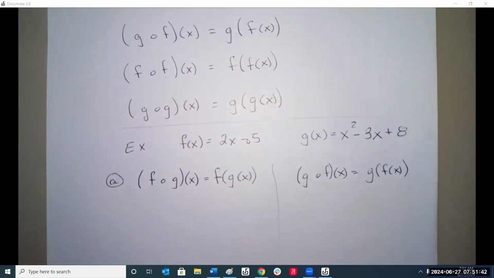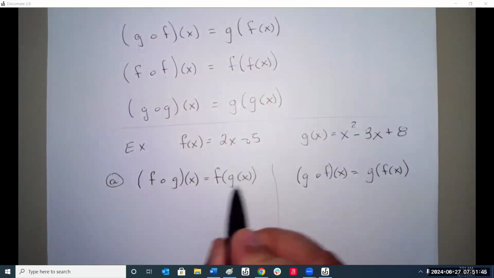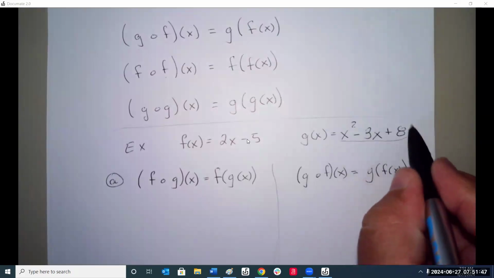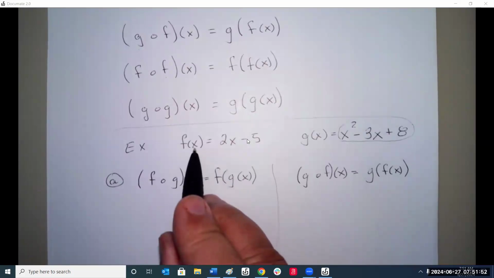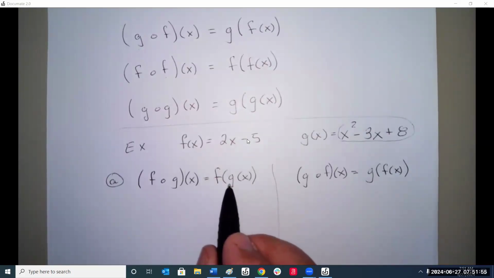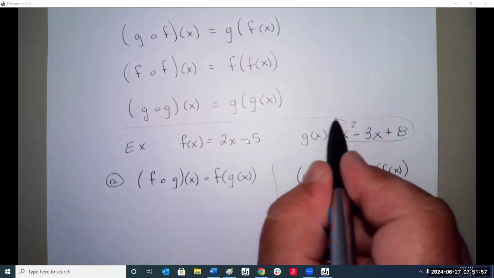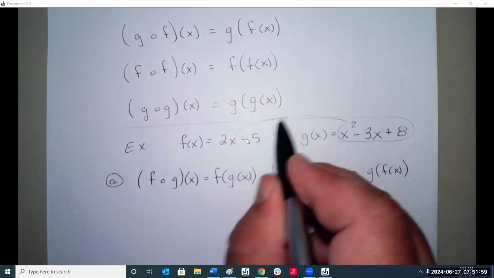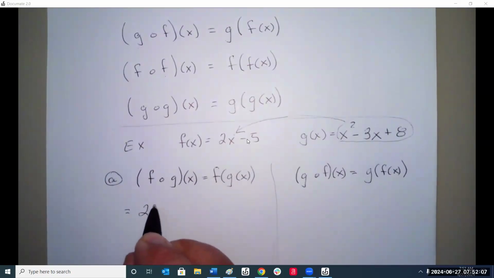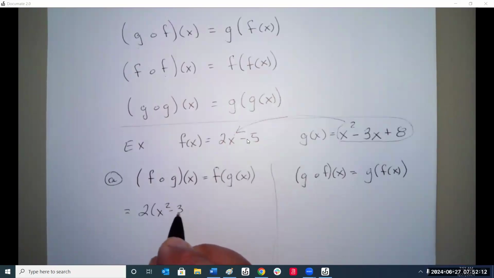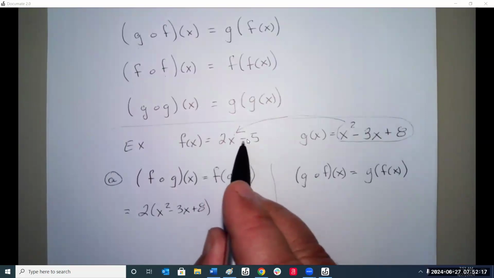So what this means is the g function, this function here, goes in place inside the f function. Anywhere we see x, we put a g of x. So this equation goes in place of x. So it becomes 2. Now in place of x, we put the g function. x squared minus 3x plus 8, minus 5.